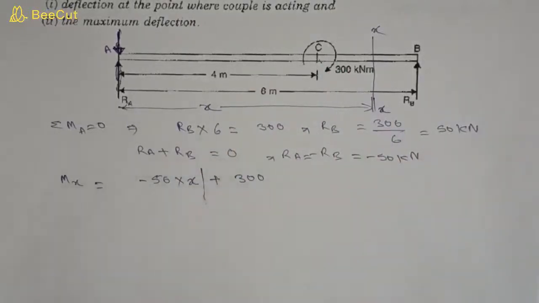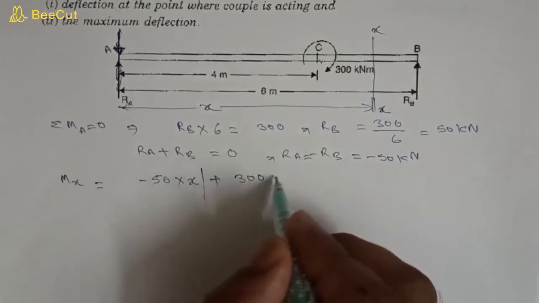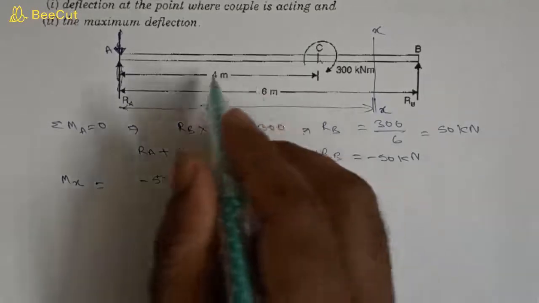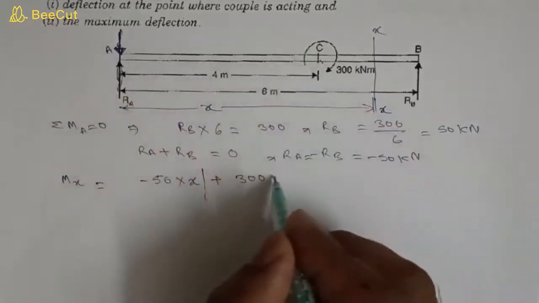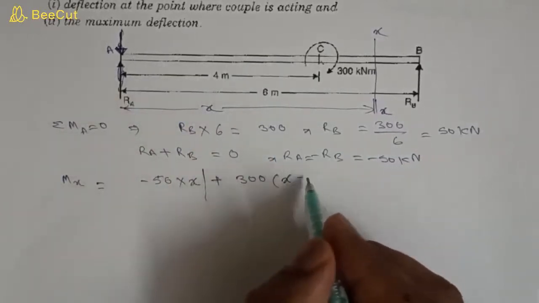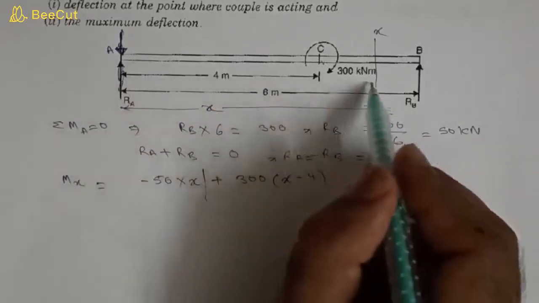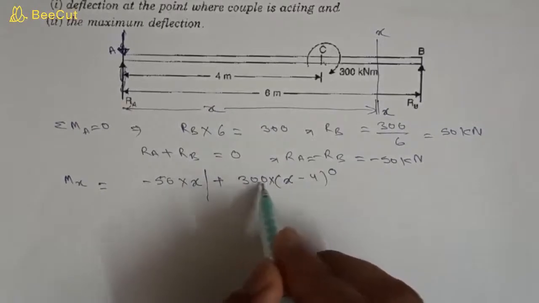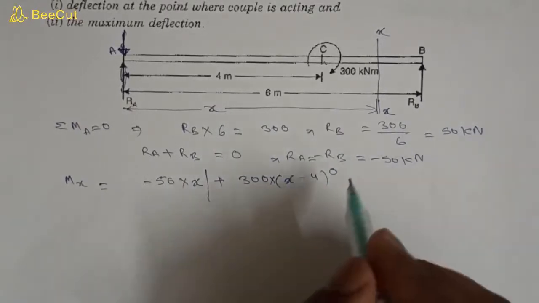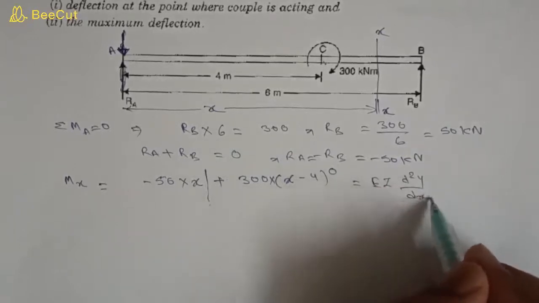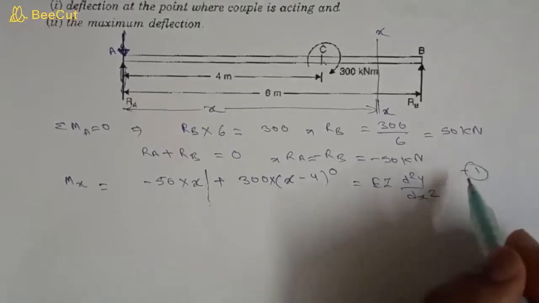So Mx is this. Here we have nothing in the form of distance. So to represent it in the form of distance from the point A, we can write it as x minus 4. This distance is x minus 4 to the power 0, because x minus 4 to the power 0 will be 1, so there will be no difference. If we multiply 1 into 300, it will be already 300, so we can write it in this way. So it will be equal to EI d2y upon dx2. So this is equation number 1.